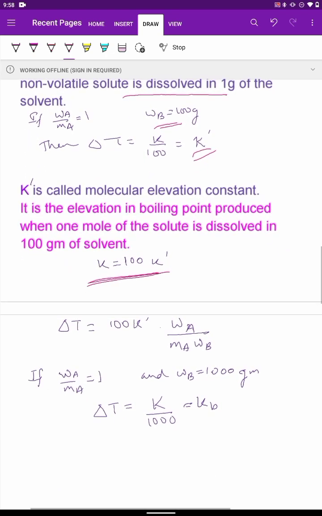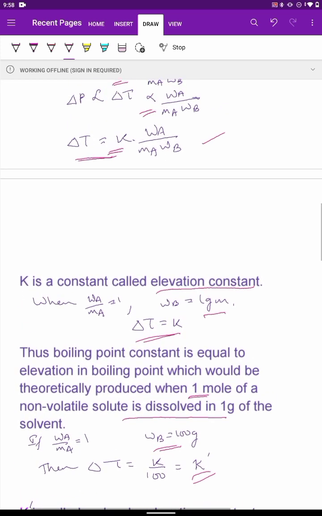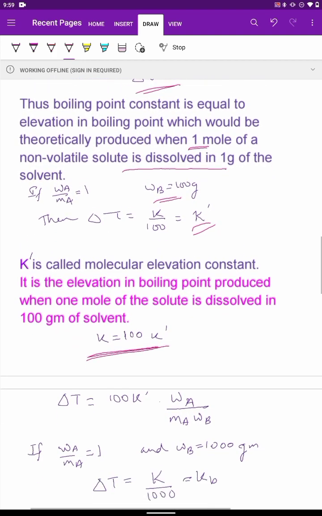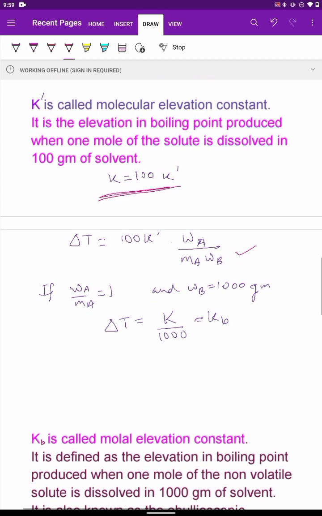So by cross multiplying we get this. Instead of K, we can put this value in the equation we got earlier, the previous equation where delta T is equal to K. If we put 100 K dash in place of K, we get delta T is equal to 100 K dash into WA by MA into WB. Here again we can find a new constant, in case when WA by MA is equal to 1 and WB is equal to 1000 grams, then delta T is equal to K by 1000, that is called KB. This is called the molar elevation constant.